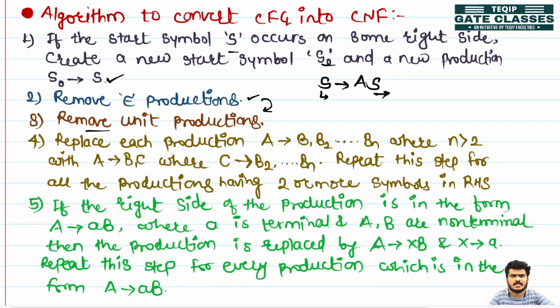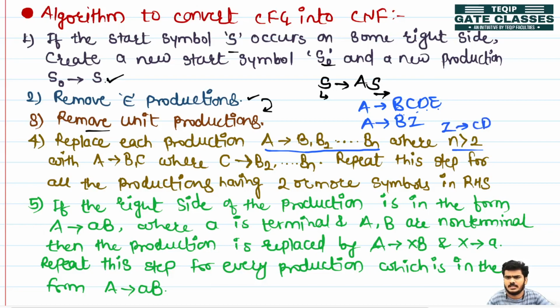The next step is to replace each production A produces B1 B2 up to Bn, where n is greater than 2. Suppose A is producing B C D E, with n greater than 2. I will replace this with A produces B Z, and Z is producing C D E.